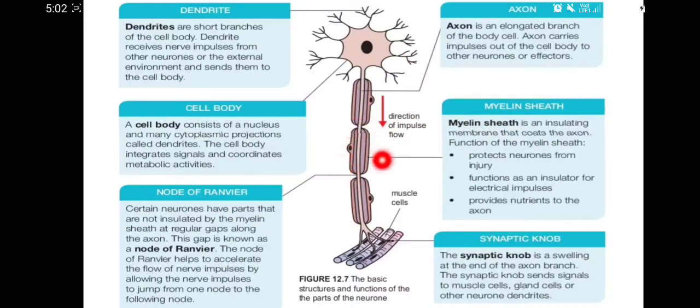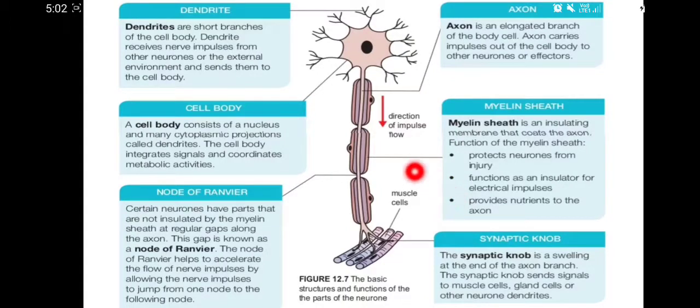This is the myelin sheath. This is an insulating membrane that coats the axon. Its function is to protect the neuron from injury, act as an insulator for the electrical impulses, and also provide nutrients to the axon.